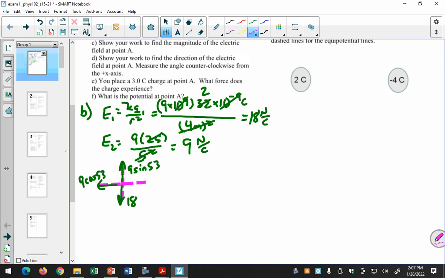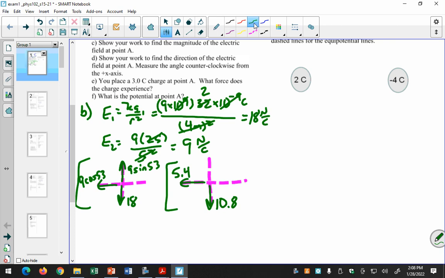So I'm going to redraw this, and you might do this. I recommend really that you do draw these pictures. It'll help you to sort of think through this. This is 5.4, and then the other is going to be 9 sine of 53 minus 18, and that's equal to minus 10.8. So 10.8 in the downward direction. So those are the x and y components right here of E1 and E2, and then these are the final components of that vector.